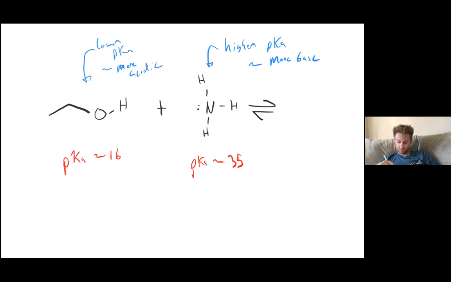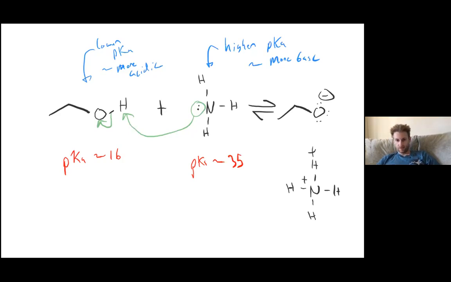So what we could have happen would be this nitrogen, which has a lone pair on it, could potentially grab the proton off of this hydrogen here, or this oxygen here, kicking the electrons to the oxygen, giving us this ammonium here, as well as this alkoxide.